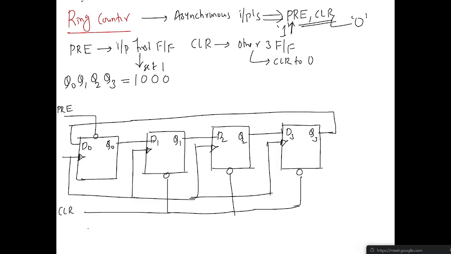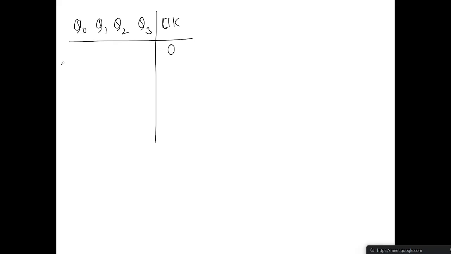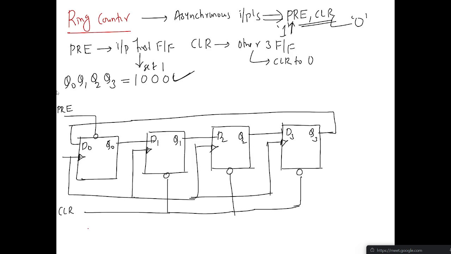What are the output values? If initially the clock is not applied, then the output will be 1 0 0 0. After that, the first clock is applied. What happens?